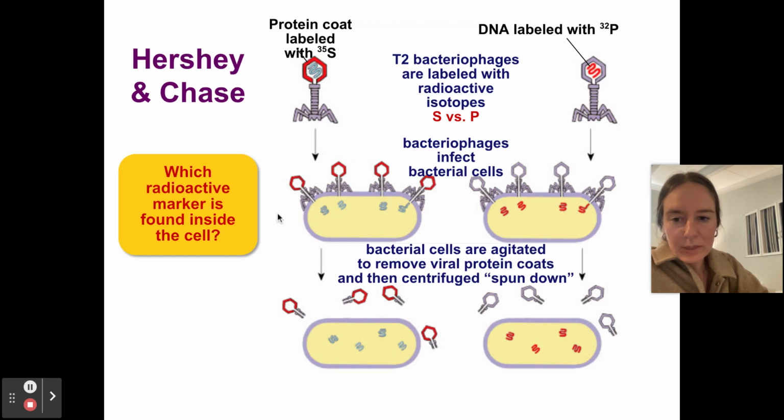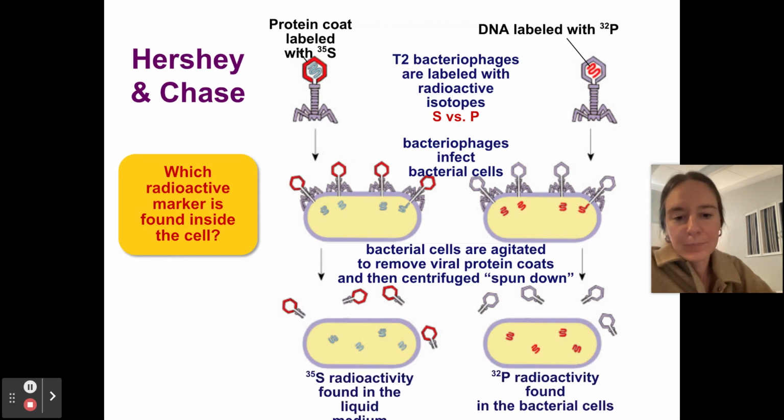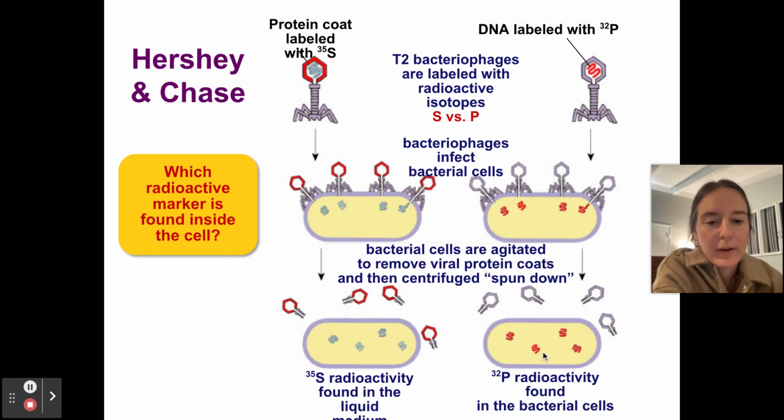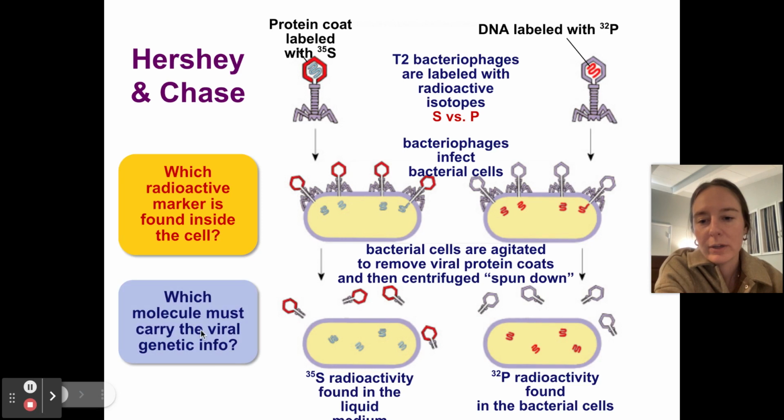Okay, so once again, what is found inside the cell is our DNA. So that's the thing that can be transformed. That's the thing that can be added into the cell. Okay, now in this group, we found sulfur radioactivity, so that glowing, there's radioactivity found in the liquid medium, so the outside of the bacteria. But in this one, radioactivity was found in the bacteria cells inside. So which molecule carries the viral genetic info? Which molecule is actually able to be passed from one to another? That is the DNA.